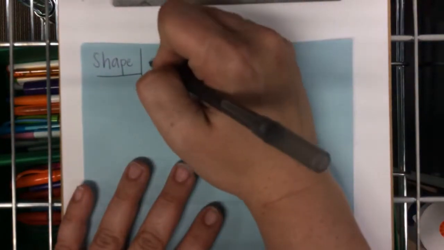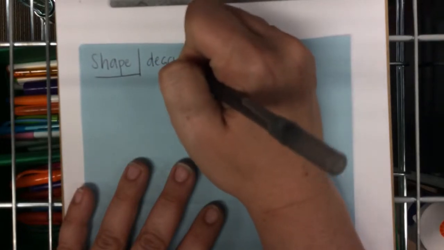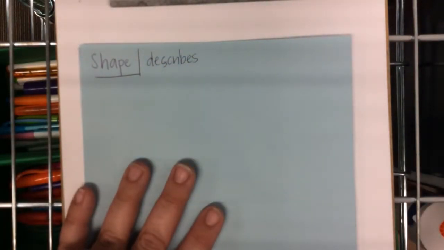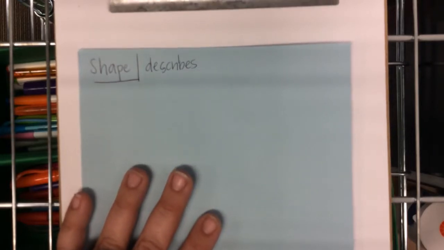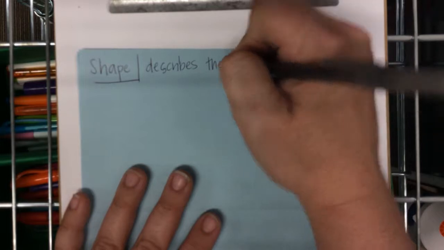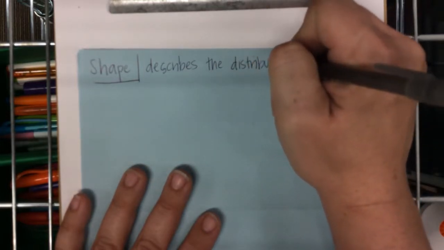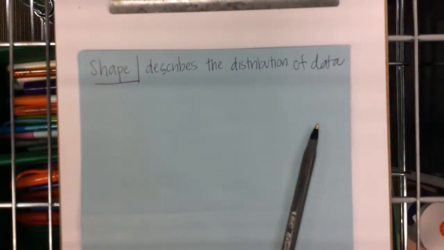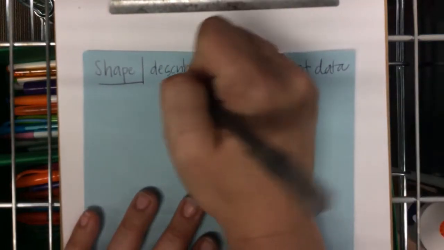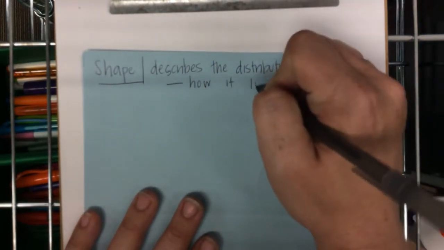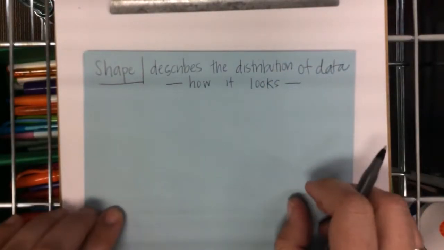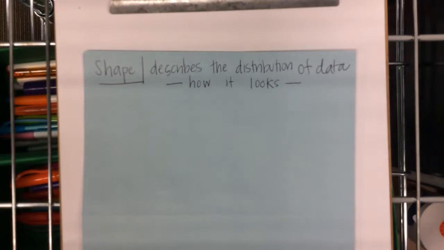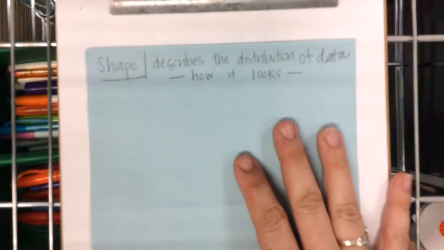Okay, shape describes what? What do you think shape describes? Yeah, how it looks. It describes the distribution of data. Shape describes the distribution of data. How it looks. What does it look like? There are 3 things we look at when we talk about the shape of data.